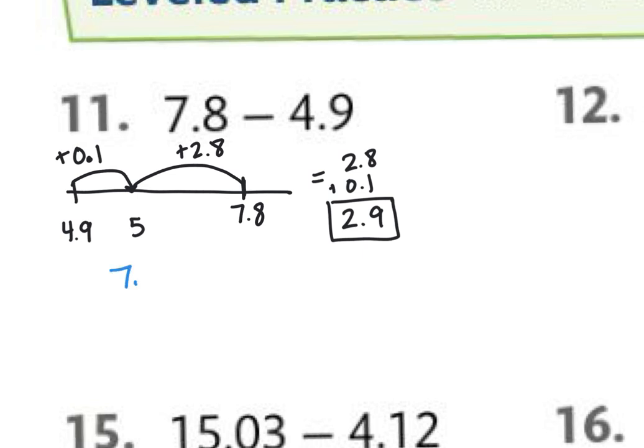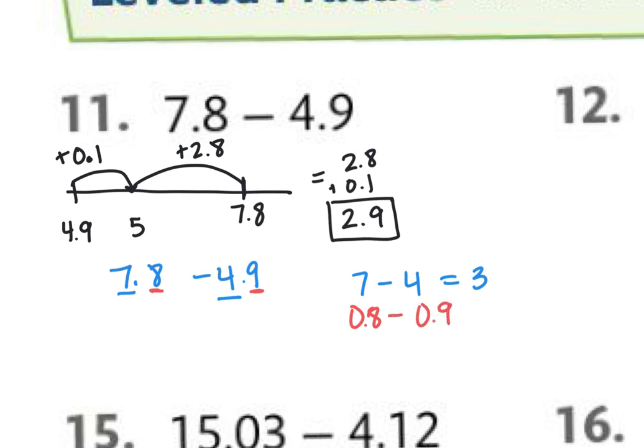So I have 7 and 8 tenths minus 4 and 9 tenths. For this one, we're going to start with the whole number. We're going to subtract 7 minus 4. That gives me 3. Now I can go ahead and move to the next one. I'm going to move to the tenths place here, and I'm going to subtract 8 tenths minus 9 tenths.